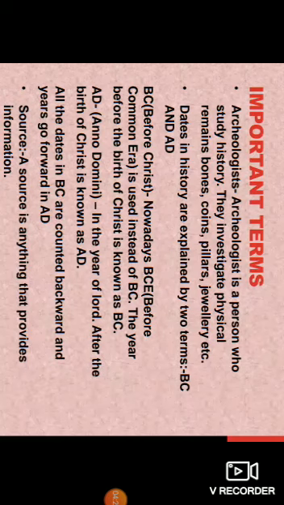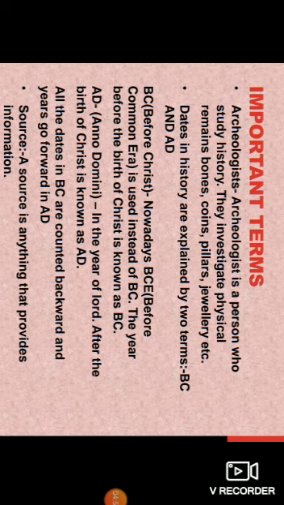Important terms. Archaeologist: we have studied that he is a person who studies history. They investigate physical remains, bones, coins, pillars, jewelry. Dates in history are explained by two terms, BC and AD. BC means before Christ. Nowadays, BCE is used instead of BC. BCE means Before Common Era, the years before Jesus Christ was born.